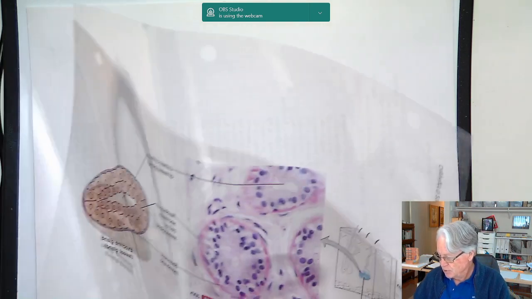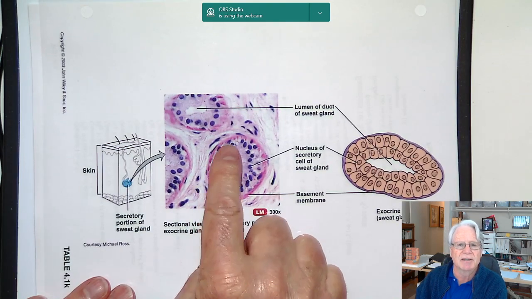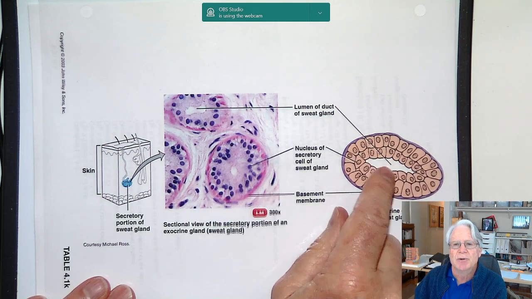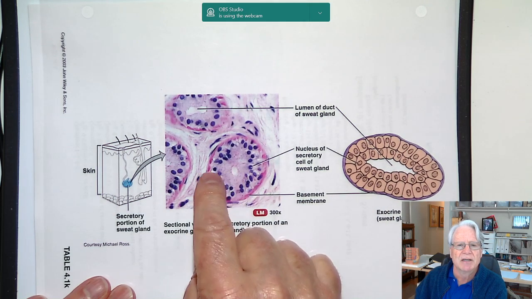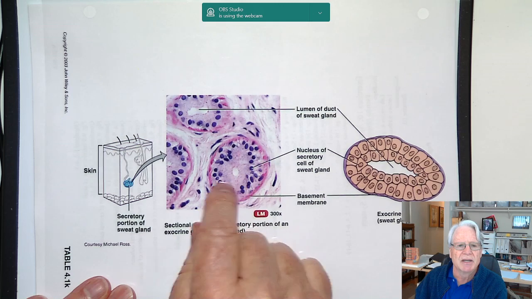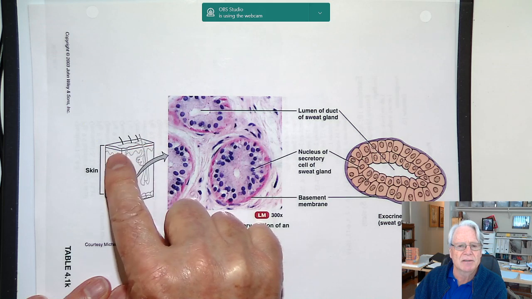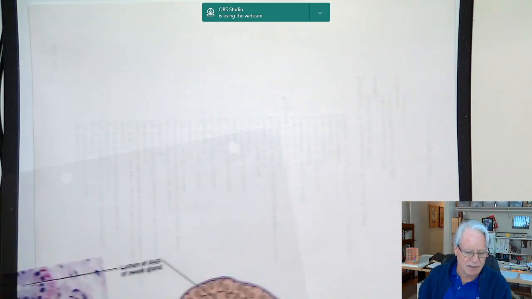Another type of gland, or the other type of gland, I should say, is going to involve a duct. So here we have a sweat gland. Notice that this is stratified cuboidal epithelium. Okay. We have a duct here in the center. You can see it right there. These cells are producing what we call sweat. That's going to travel up and end up onto the surface of the skin. So that's an example of an exocrine gland. Okay. So those are the two major types of glands that we have in the body.